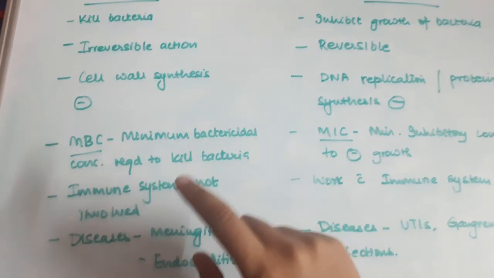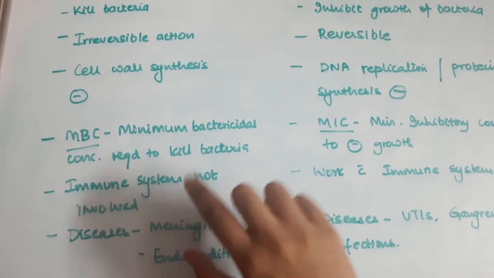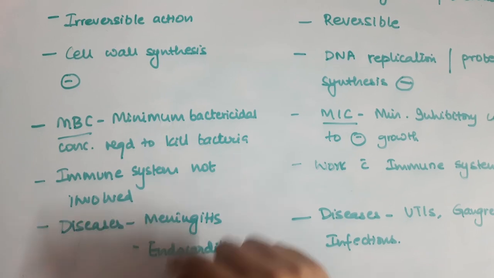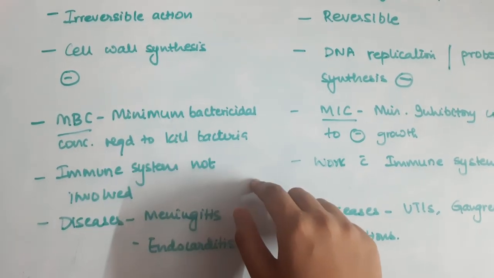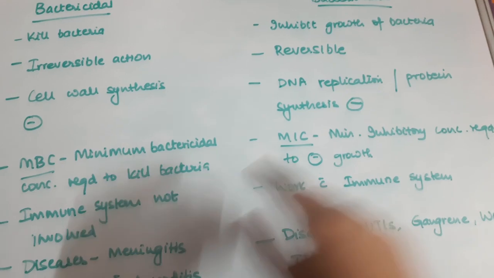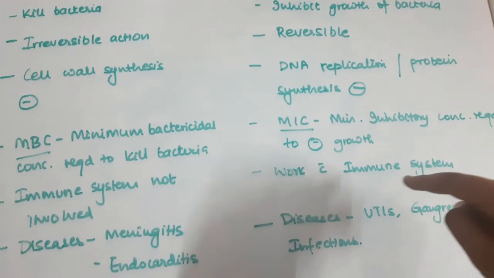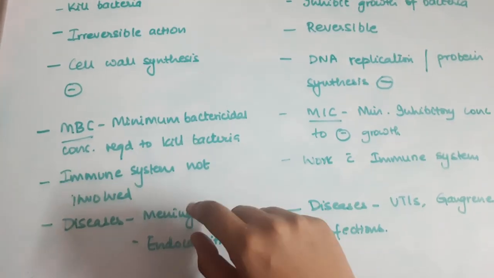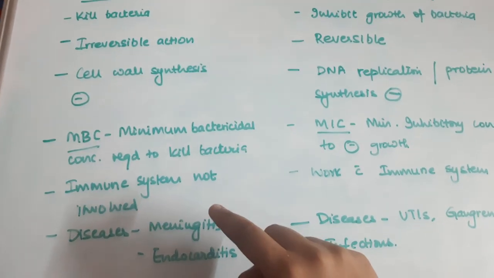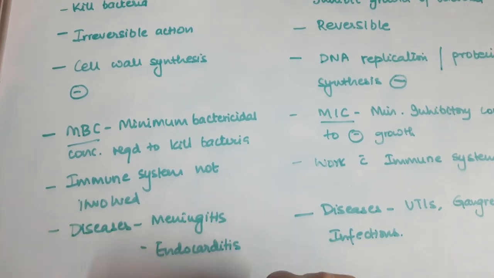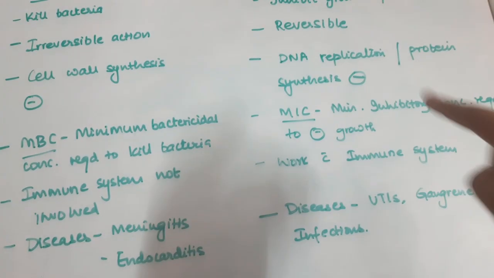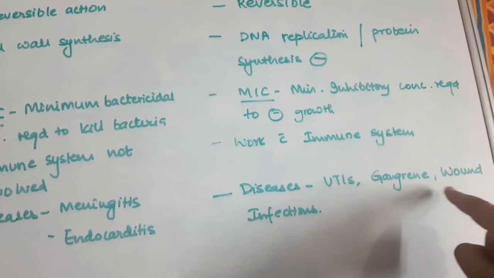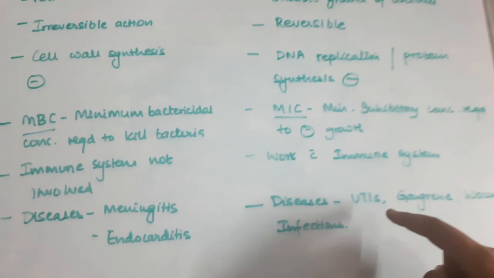In bactericidal drugs, the immune system is not involved. It's only the drug that kills the bacteria, or the drug may also result in a large-scale inflammatory response. Whereas bacteriostatic drugs work with the immune system to bring about the inhibition of the bacteria. The main diseases in which bactericidal drugs are given are meningitis and endocarditis. And bacteriostatic drugs are given for infections like UTIs, gangrene, and wound infections.